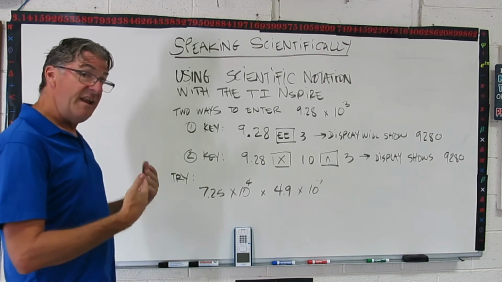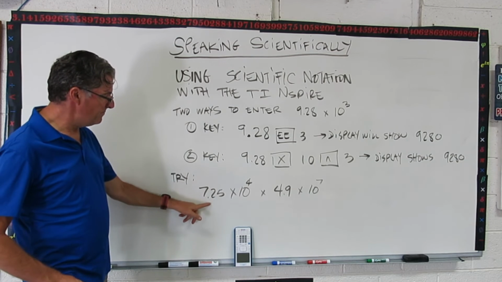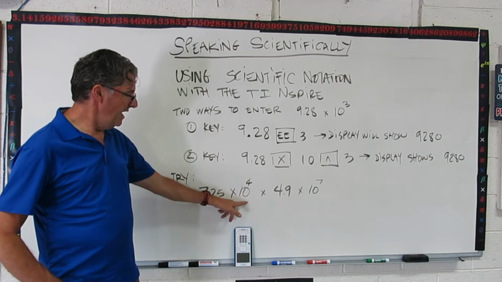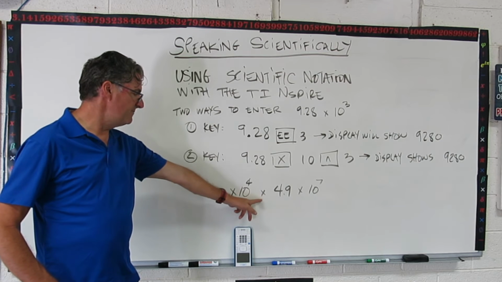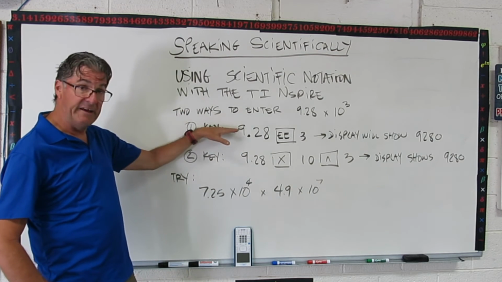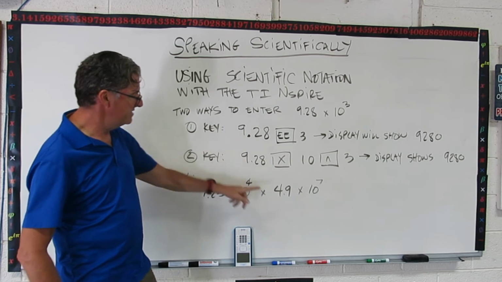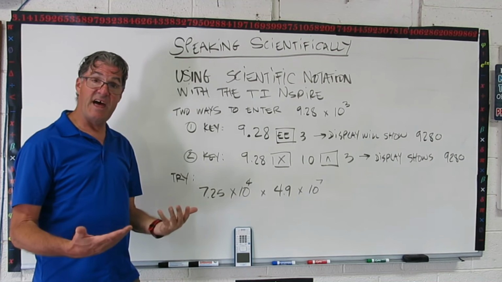Okay, so now I'm going to ask you to try something different. I'm going to ask you to type this first number and then multiply, so you're going to press the times in the middle, by this number. And you can type it in either way. Maybe you want to try both. Type this one in that way and type this one in that way, but I'll leave that to you.